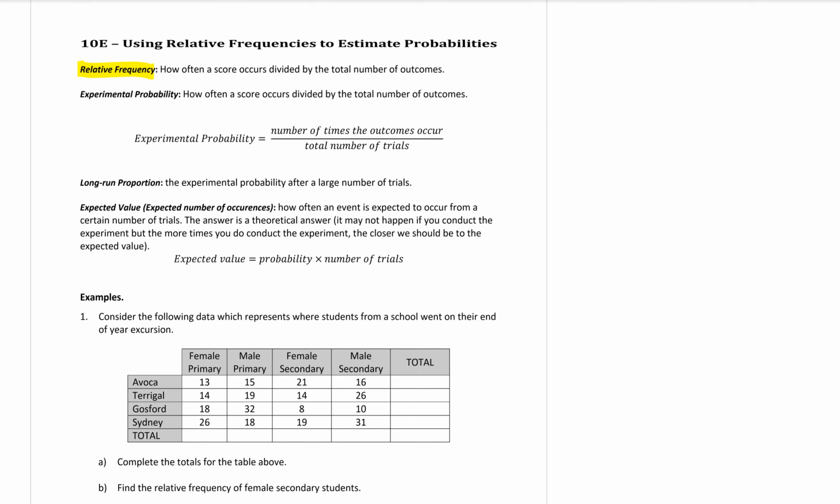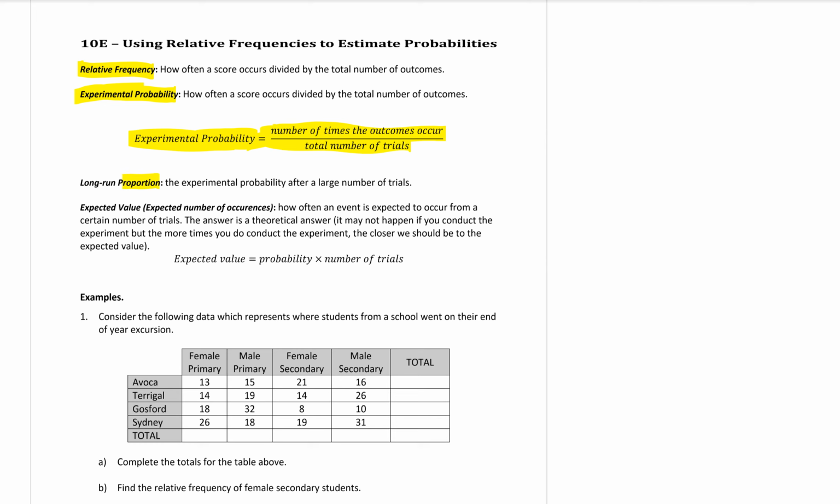The next word is experimental probability. This is how often a score occurs divided by the total number of outcomes when it is done in an experiment. So it's not theoretically how often something should happen, but in your experiment, how many times it occurs. So there's a formula here for you. Experimental probability is the number of times the outcome occurs over the total number of trials.